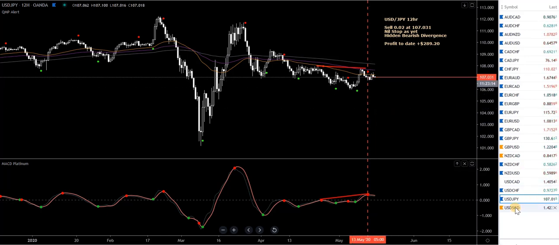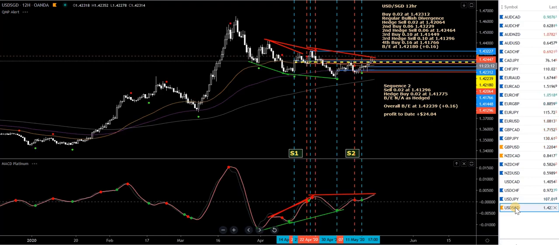And USD Singapore dollar, what do I do here? Sequence 2 was a sell, can't remember who it was. It was stopped out anyway for a small 69-cent profit. And so now we've got 2 sequences on. The sequence 2 here is the sell, buy is hedged. But sequence 1 is all these trades. Overall, the overall break even are pretty close.